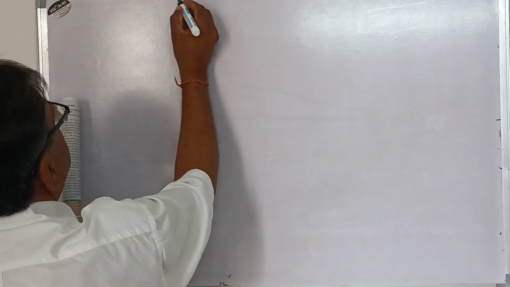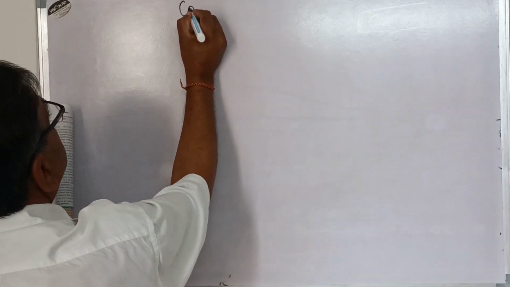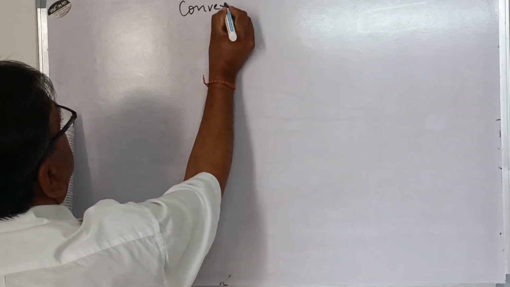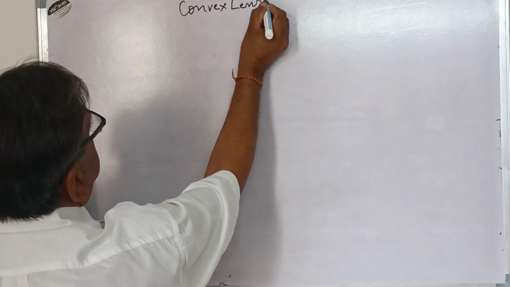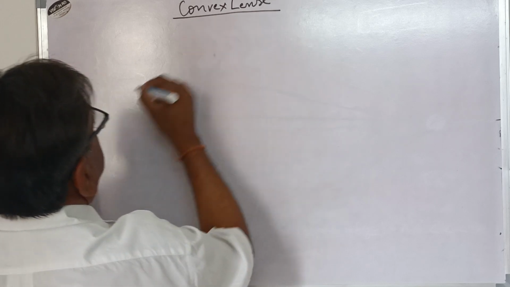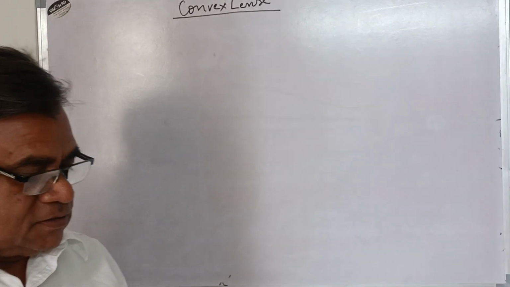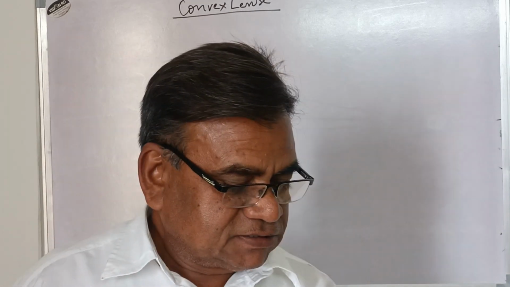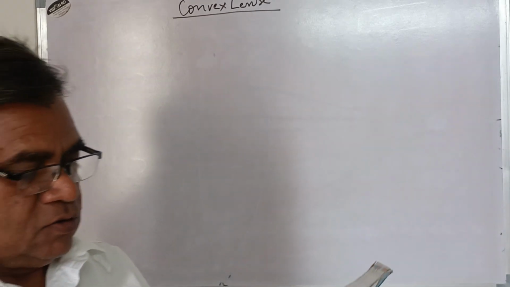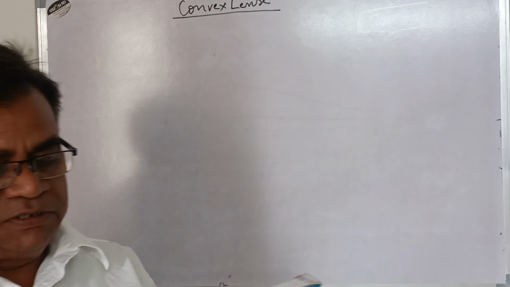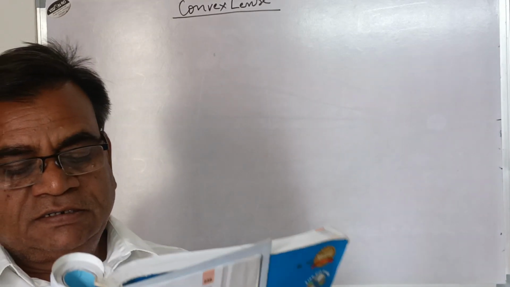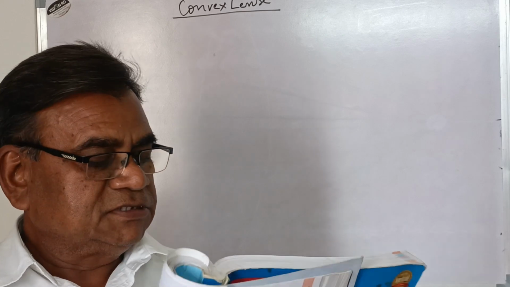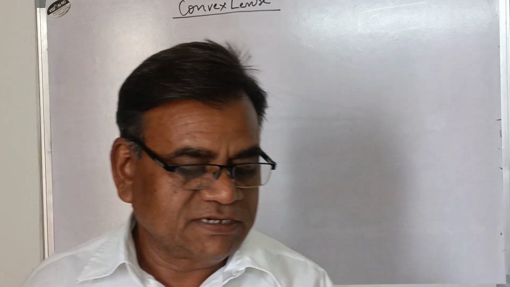Now, regarding convex lens. First question, where should the object be placed so that a real and inverted image of the same size is obtained by the convex lens?